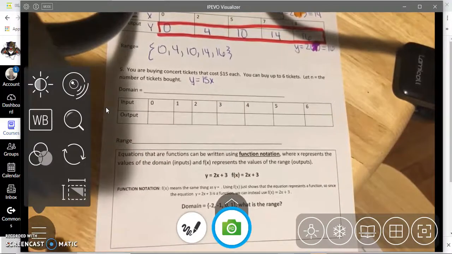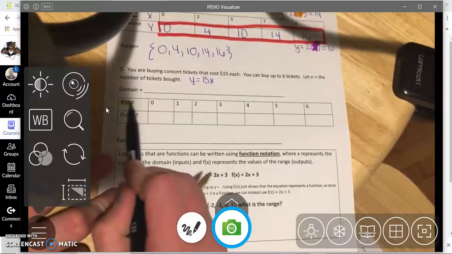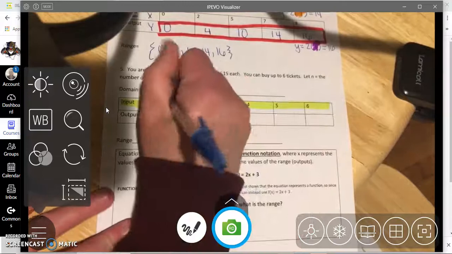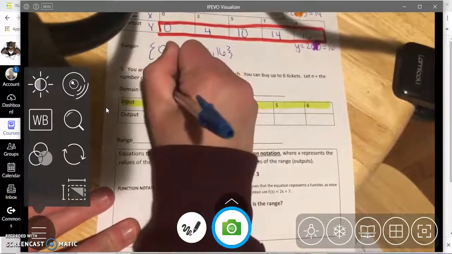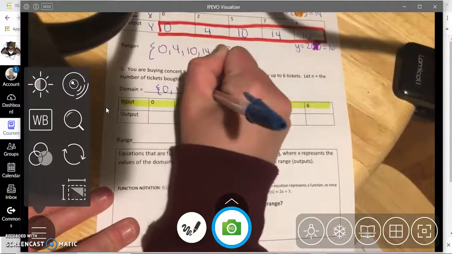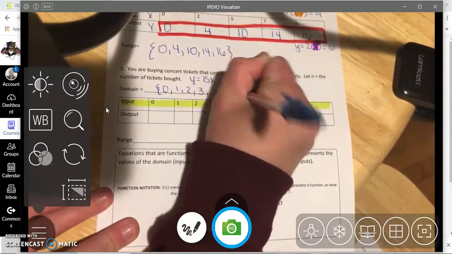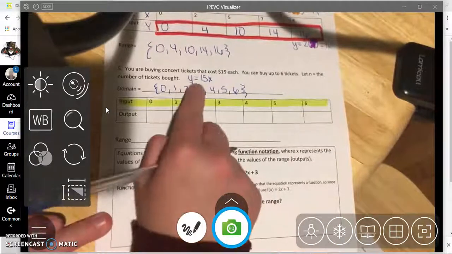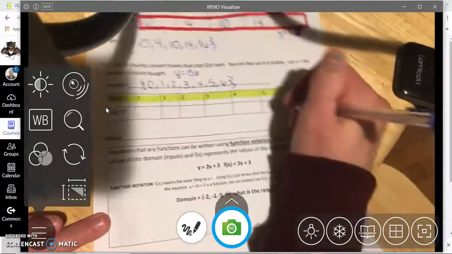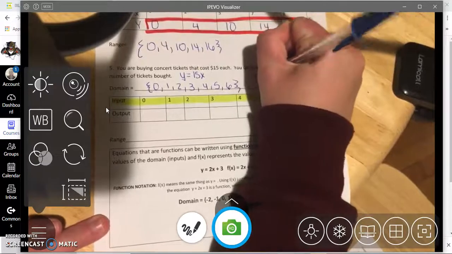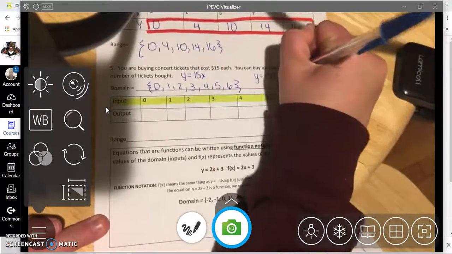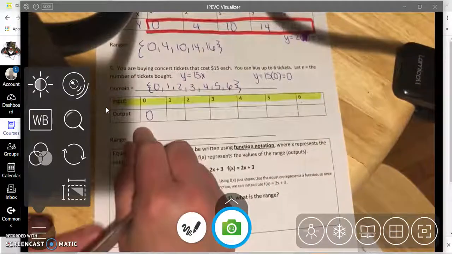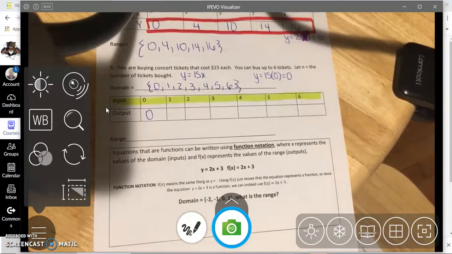So our domain is all of our numbers I just highlighted. So you would write it 0, 1, 2, 3, 4, 5, 6. And our range is whatever comes out. So when we plug in 0, 15 times 0, we get 0. Obviously, if nobody's going to the concert, it's going to cost $0.